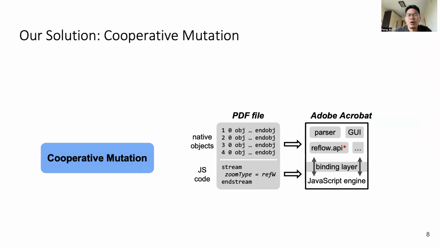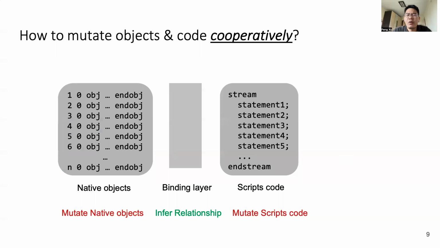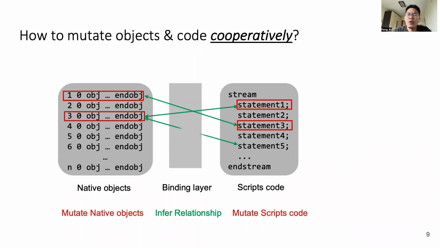Our solution is cooperative mutation. It's very straightforward. We mutate both native objects and script code in a cooperative manner. So we come to the problem: how to achieve cooperative mutation. First of all, we need to infer the relationship between native objects and script code. And then we use the inferred relationship to guide mutation on both sides. Specifically, if a scripting API has a potential connection with some objects in a document, we will assign these objects a high priority for mutation. Otherwise, we just randomly choose some objects for mutation.